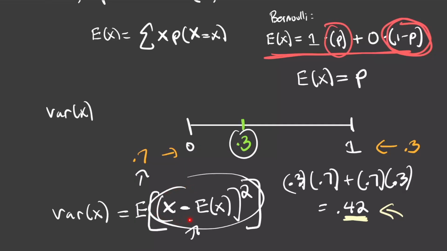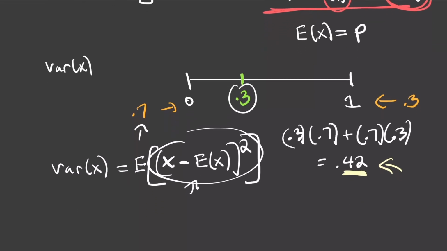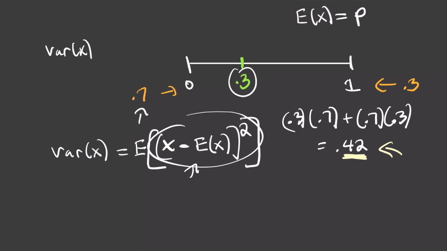Again, we want this term squared instead of absolute value, so it's going to be nice and differentiable. And also we don't want it to just be x minus the expected value of x without any absolute value or squaring, because then we could get negative values in here, and we want our variance to always be positive. So now let's actually calculate the expected value in our case when we had p equal to 0.3.